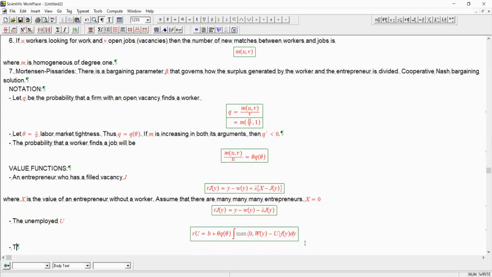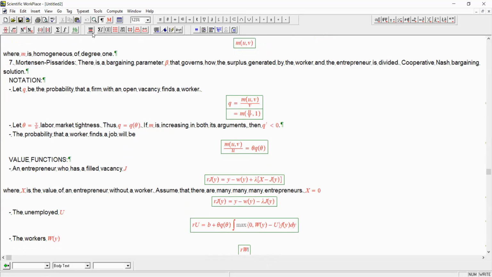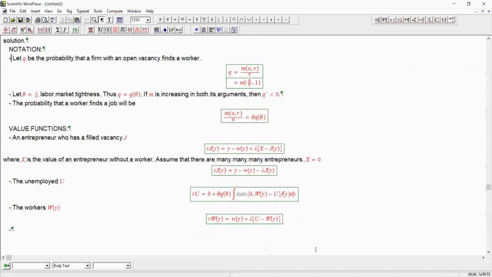Next, we have the people who are working. They are getting W of y. And again, going straight into flow form, r W of y equals the wage that they are getting plus any change that could happen in their status. Well, the change that could happen is that they might lose their job, which happens with probability lambda, in which case they lose W of y, but they gain U, the value of being unemployed. More conditions.